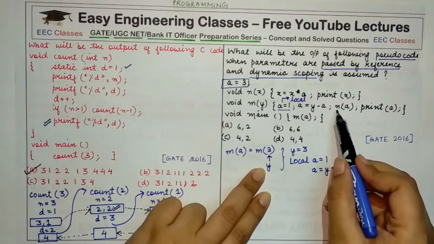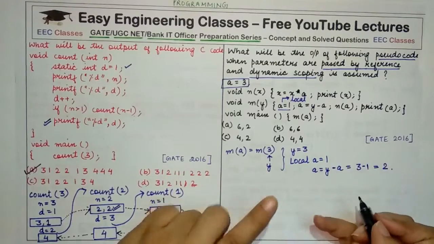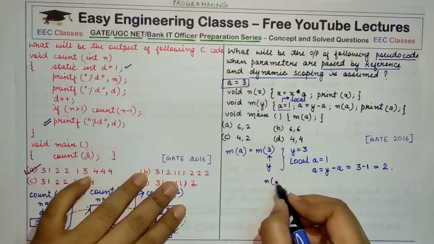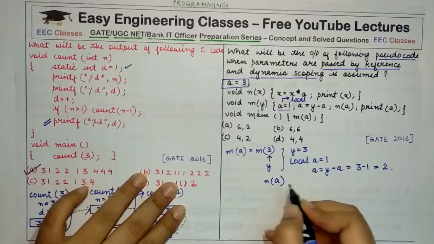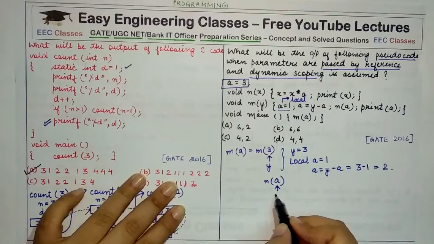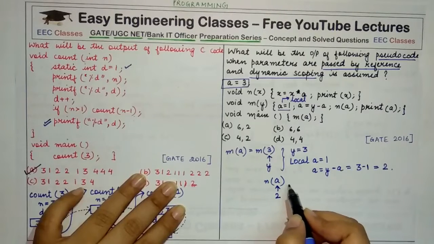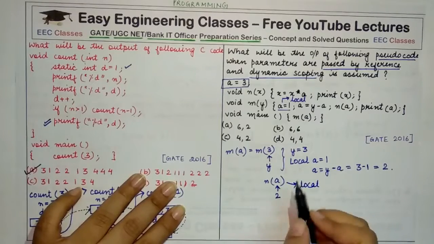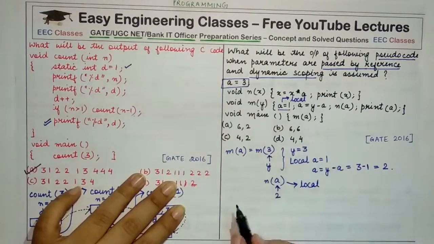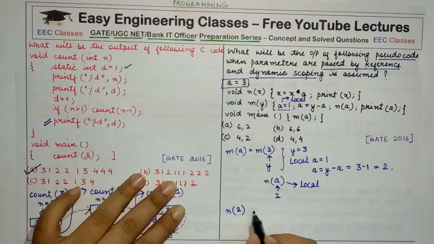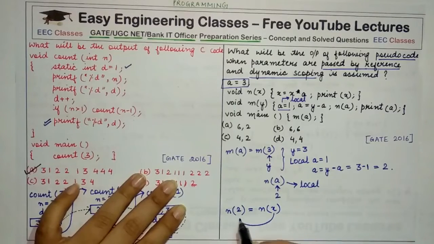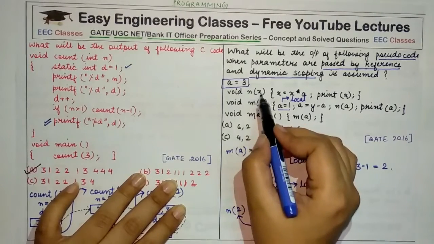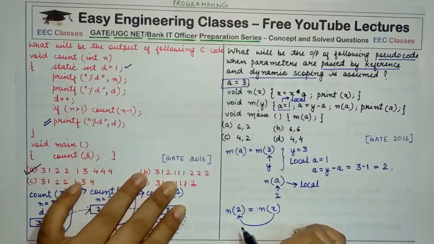Okay, now n of a is called. When n of a is called, the value of a is 2. This value is 2 because it is the local value that is assigned here and given to the function n of x. Now when n of a is 2, n of 2 is equivalent to n of x. That means x would be assigned the value of 2. Here parameter x is assigned the value of 2.